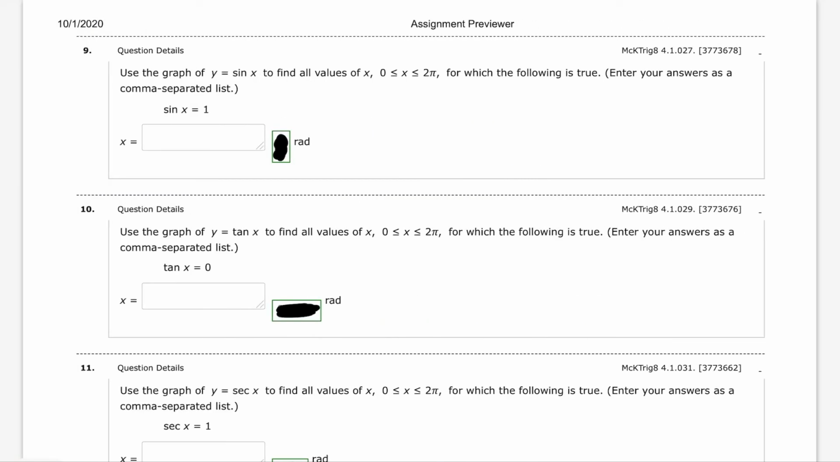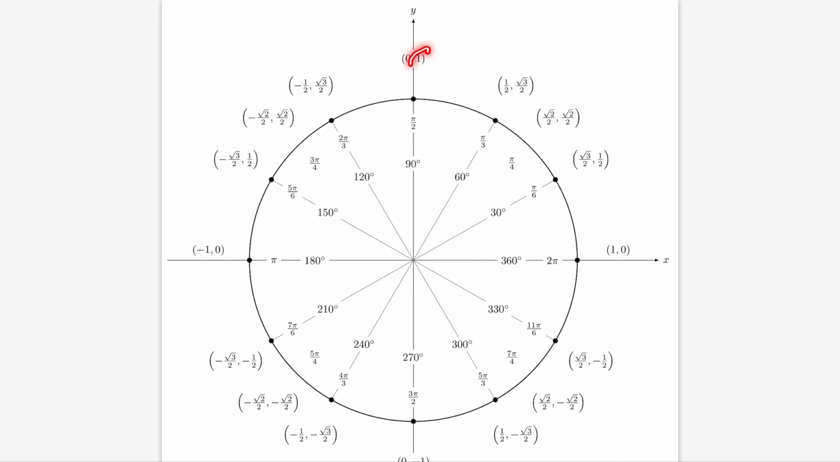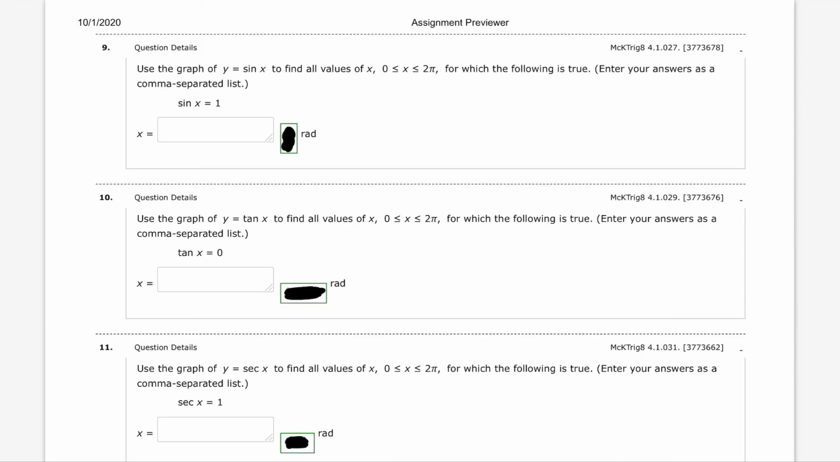All right. Use a graph to find all of the values of x between 0 and 2 pi for which the following is true. All right. So where on the unit circle does sine have a value of 1? Well, there's only one value right here, pi over 2. So that would be pi over 2.